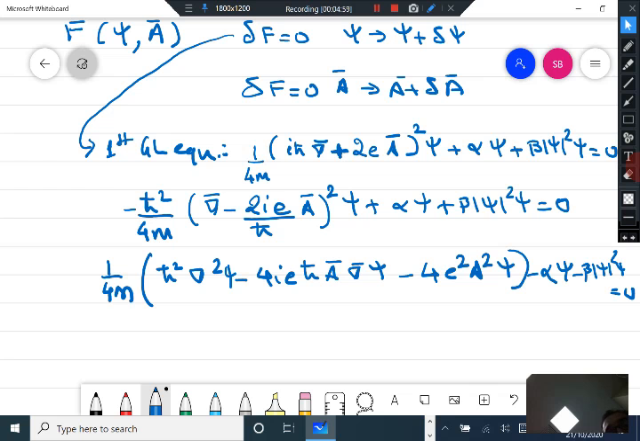So these are different forms of the first Ginzburg-Landau equation. All of them are equivalent. You can use either one of them. These are all equivalent forms.